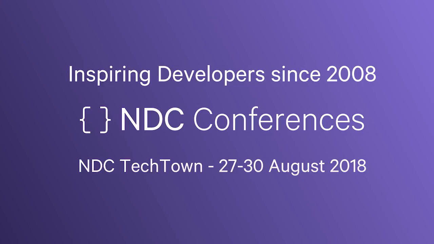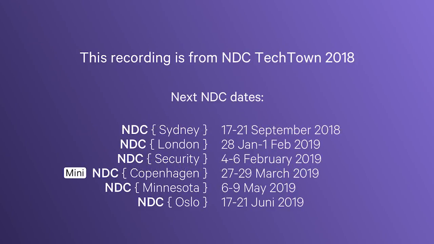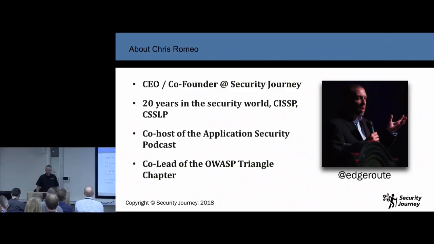Okay, well, it's 10:30, so I'm going to go ahead and kick us off. The name of this talk is Transforming Developers into Security People. And my name is Chris Romeo, and just a little bit about me.